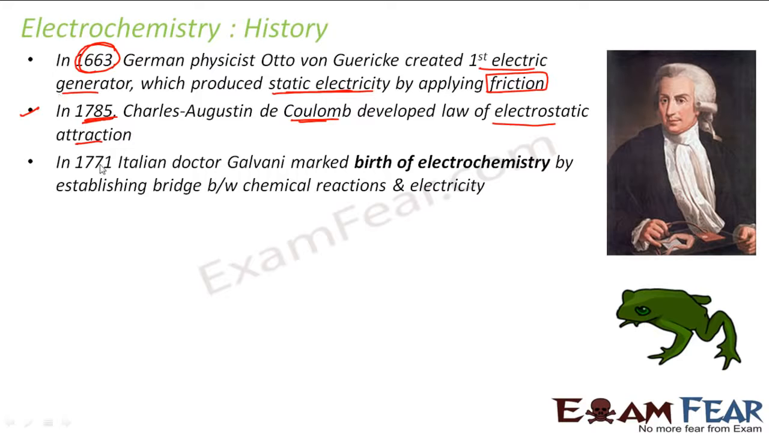And then in 1771 actually, a doctor, please note he was a doctor, he was not even a chemist or a physicist, and his name was Galvani. He marked the birth of electrochemistry, and that's why he is called the father of electrochemistry. He was the one who established the bridge between the chemical reaction and electricity. Electrochemistry is nothing but chemistry and electricity, right? So he established the bridge between chemistry and electricity.